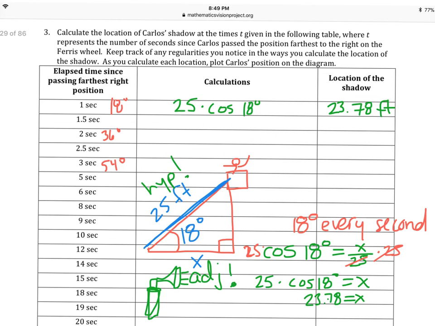Y'all, what do you think that this one is going to be right here? Does the radius change? No, the radius is made of iron, so it's going to stay the same. We're still using cosine because we're still looking for the horizontal part of this triangle. It's just that our angle is different, so now it's going to be cosine of 36 degrees. Hint, hint, this is a pattern that continues. So what do you think is going to be here for 54 degrees? That's going to be 25 times the cosine of 54 degrees.